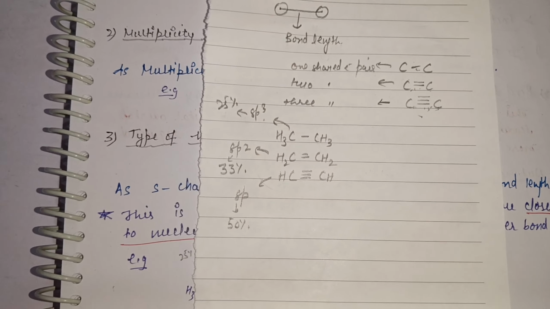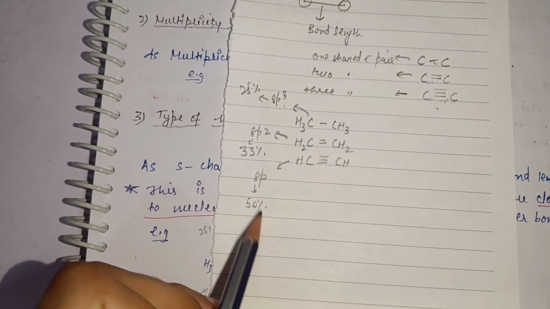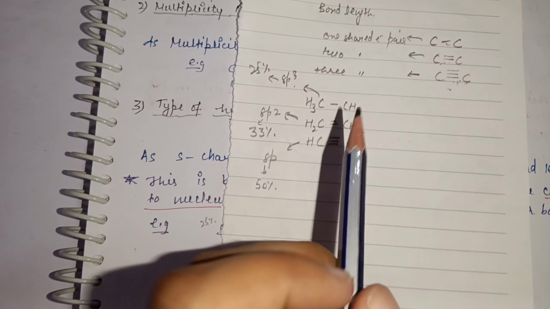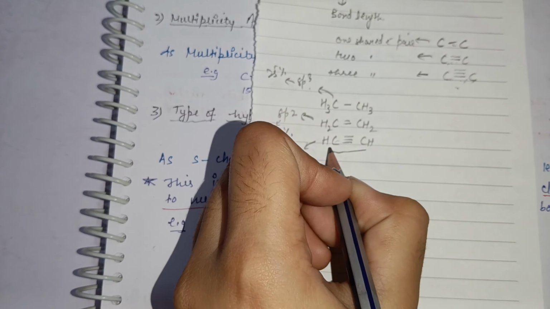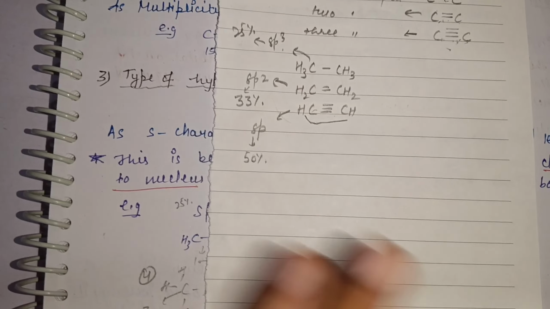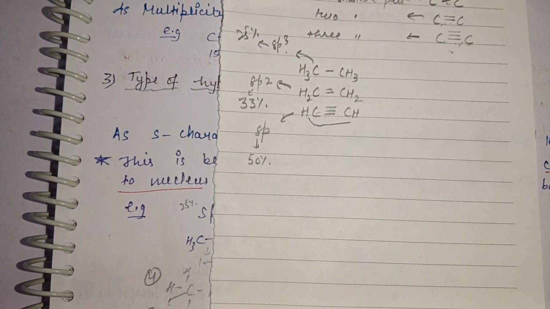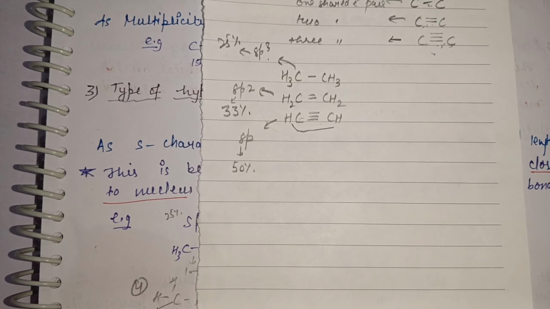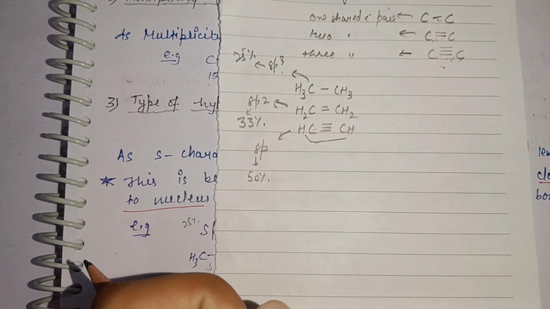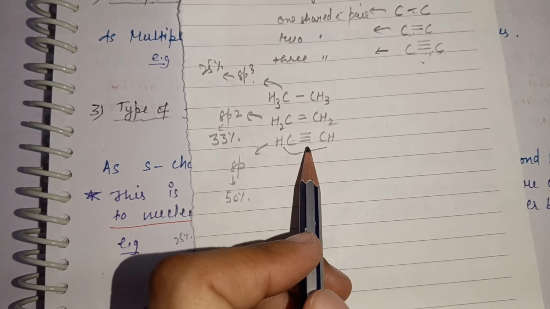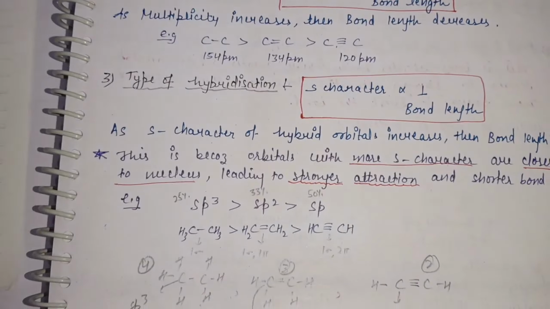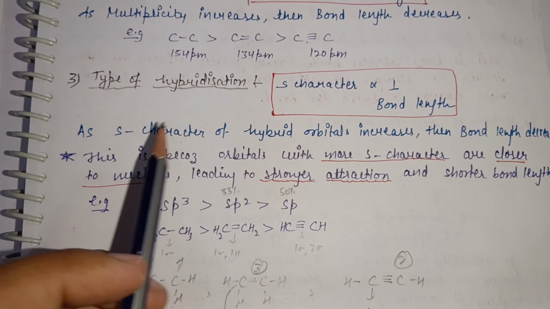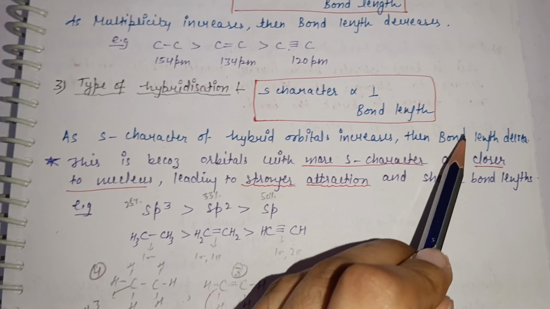So which has more S character in this case? CH≡CH has more S character. We know that the S subshell is closer to the nucleus, and when the subshell is closer to the nucleus, the electrons are attracted more easily. So bond length becomes less as S character is more. S character is 50% here. The theory we have written here: as S character of hybrid orbitals increases, bond length decreases.